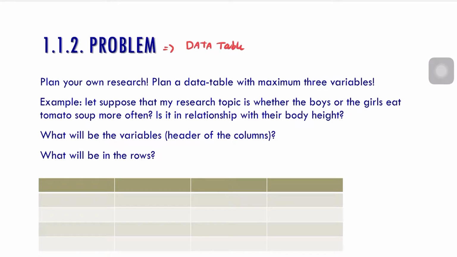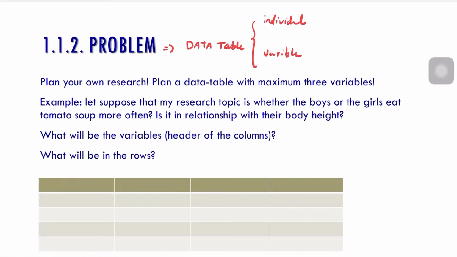And a data table has an individual and a variable. As you see, for the problem, we first need one plan. Then, when we have a plan, we can find an answer for our problem, or the problem which is created.